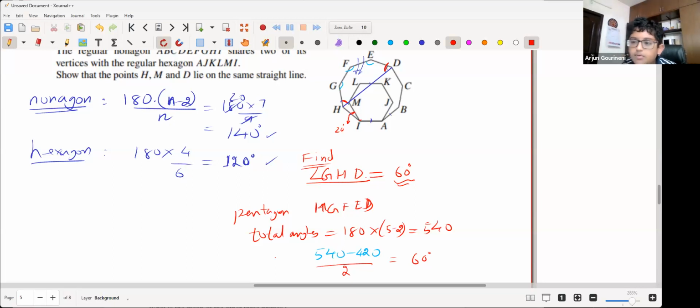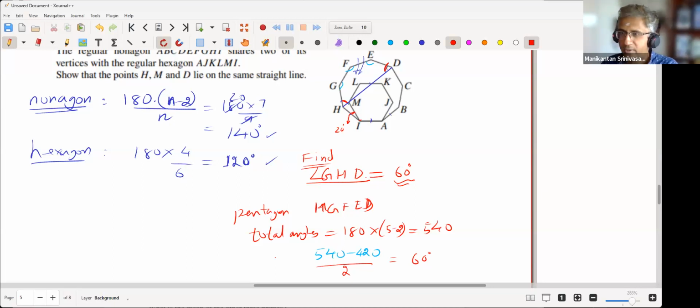So the sum of the interior angles in a pentagon is 540 degrees. Do you agree so far? Sorry, Arjun, 1 second. Do you agree so far, Vishwita? That HGFED is a pentagon, although it's not like the usual pentagon that we see.